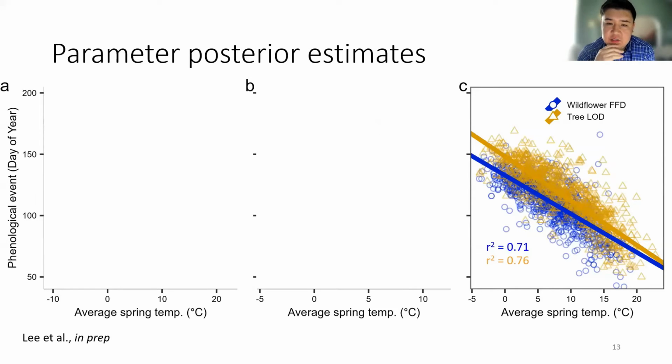To compare this to some of the graphs I showed earlier, this is North America here on the right, with the tree leaf out in the gold line and the wildflower leaf out as this blue line.